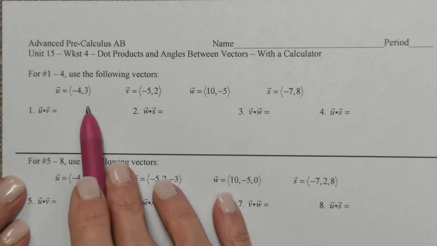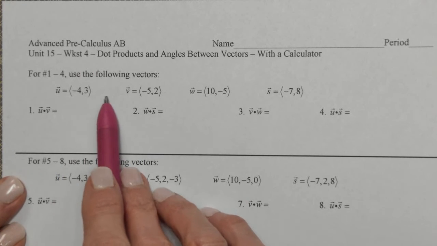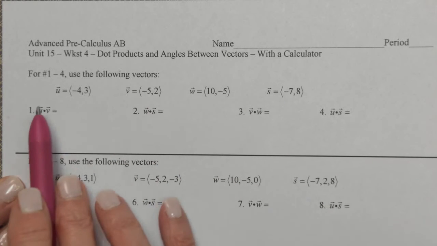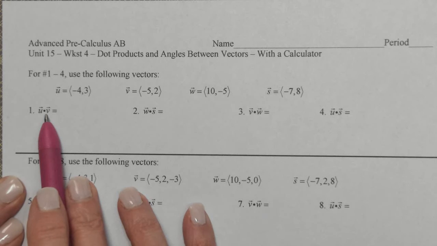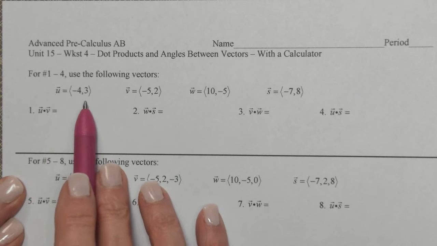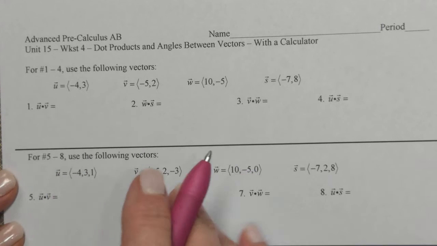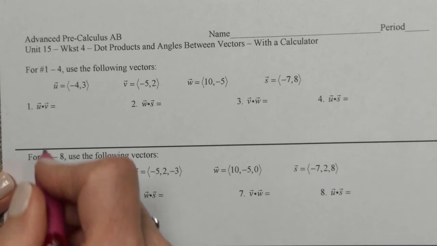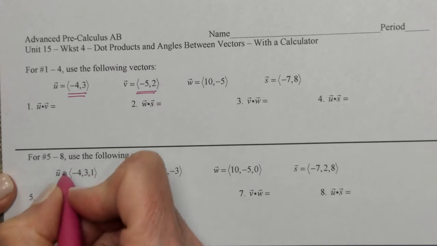Let's say that we are given, and I'm just going to do an example of each of these from your worksheet. So let's say that we're given the following vectors. In these first four problems, they ask us to find the dot product of these vectors. So here's how to find the dot product. So for the dot product of u and v, I look at u, I look at v, okay?